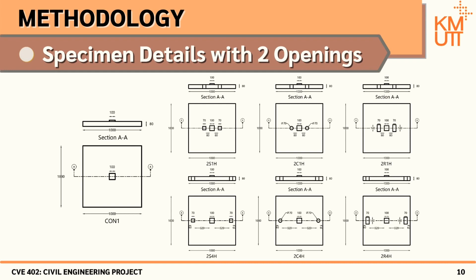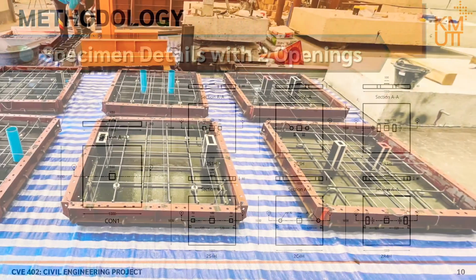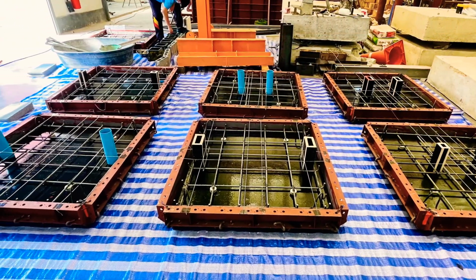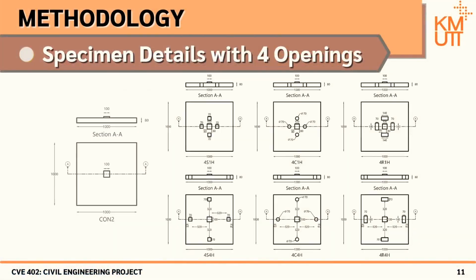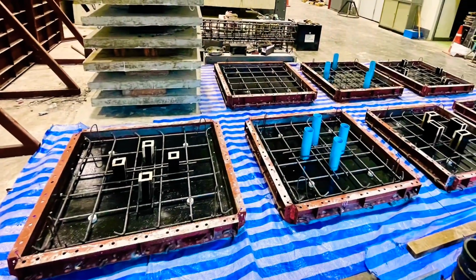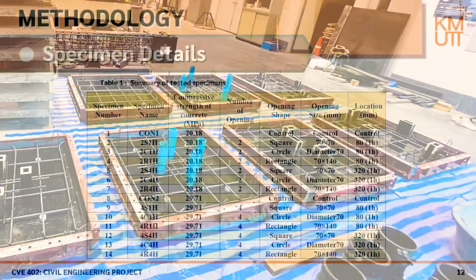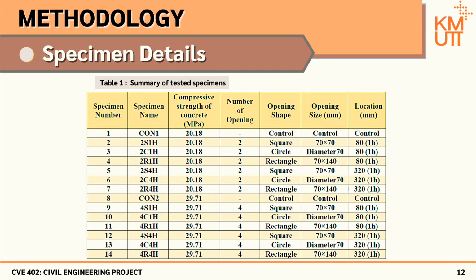The first group has 2 openings and the second group has 4 openings. For the 2 openings group, there is 1 control specimen and 6 specimens with different shapes of openings that consist of square, circular, and rectangular shapes at the location of 1h and 4h, where h means slab thickness. For the 4 openings group, there are 7 specimens, with 1 control specimen and 6 specimens with different shapes of openings. The details of shape and location are similar to the 2 openings group. Next, the details of the 14 specimens are summarized in Table 1.